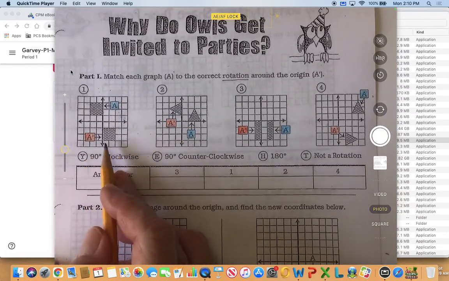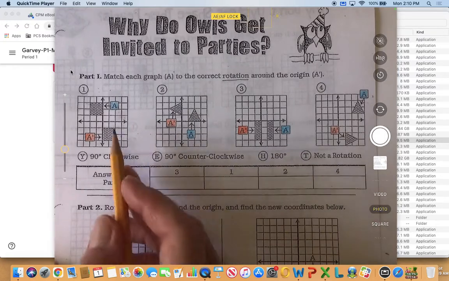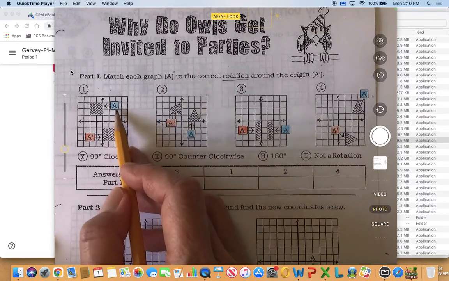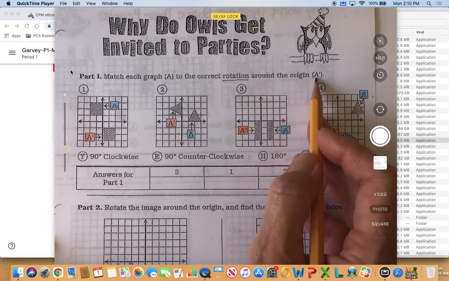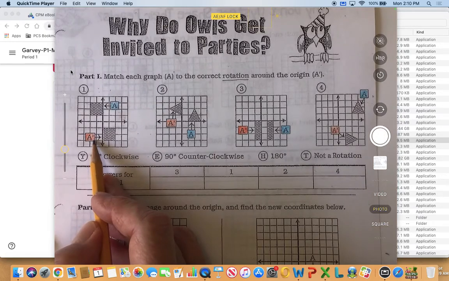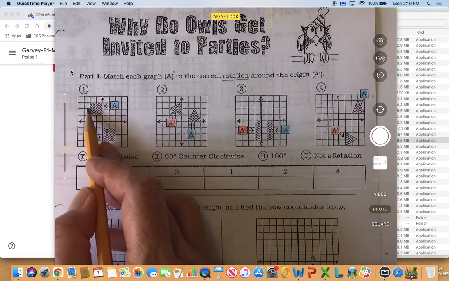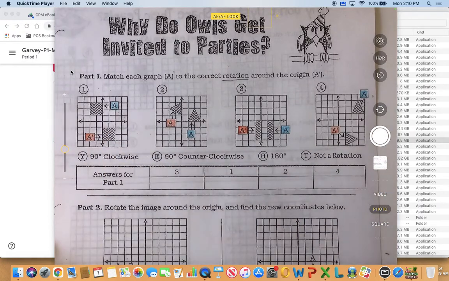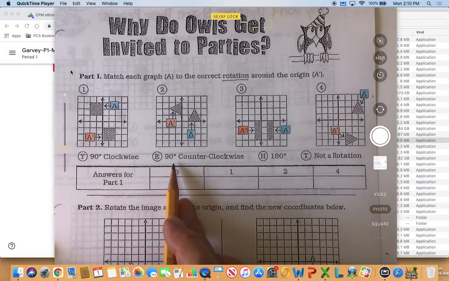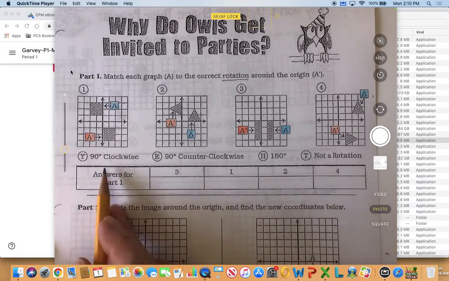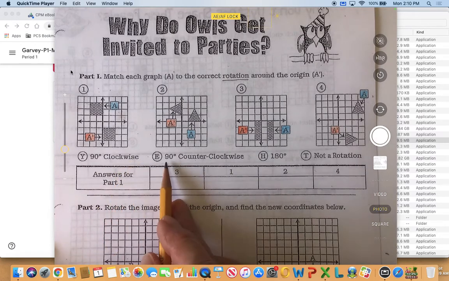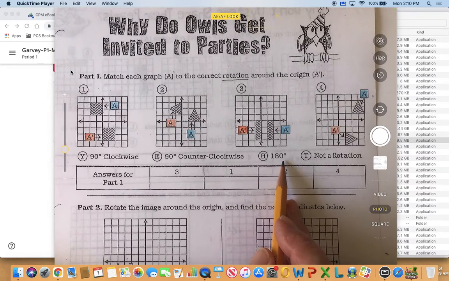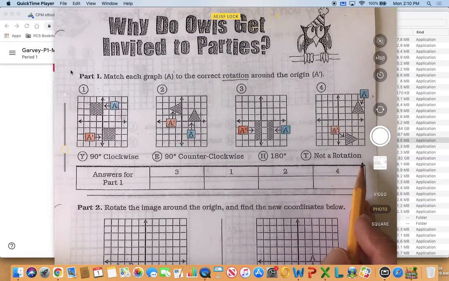In this part, we're looking at four different graphs and they have to do with rotations going from graph A, which is the blue one, to A prime, which I've got color-coded orange. So we start out with A and we move to A prime, doing a rotation to get there. And these are the possibilities for the rotations. It's either 90 degrees clockwise, 90 degrees counterclockwise, 180 degrees, or not a rotation.